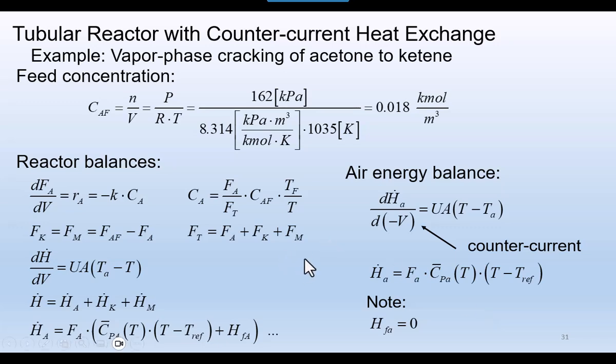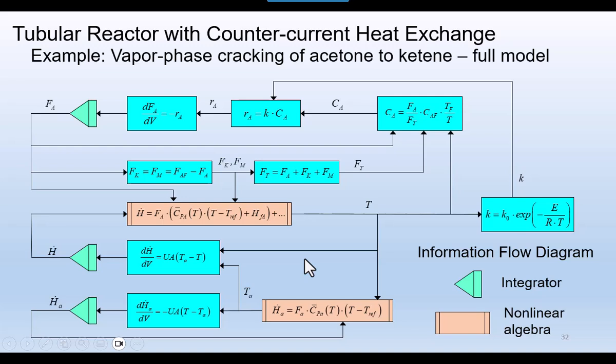Okay, so we need to put all of that together, and we again use an information flow diagram where we tabulate our differential equations for the flow of A, the enthalpy of the reaction mixture, and the enthalpy of the air.